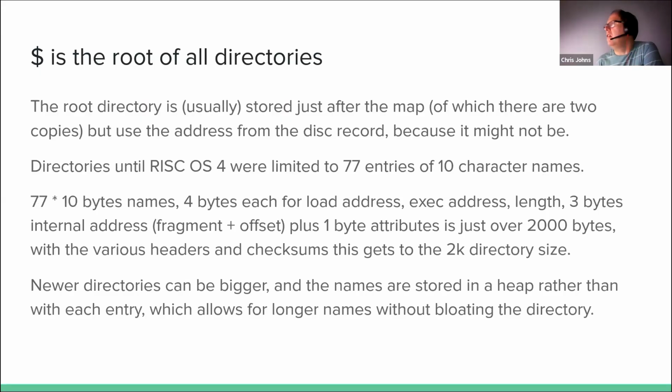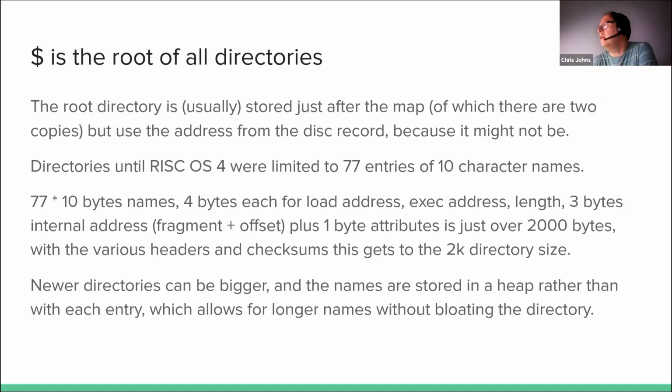The dollar is the root of all directories. I think that was a quote I saw on a FidoNet post something once. So the root directory is usually stored after the map. After the maps, because there are 2 copies of the map. They're always written together, so not quite as useful as you might want. But I guess if one gets corrupted, disk corruption, you can use the other one. I think ROCC only ever uses the first one. The second one's there, so things like DiskNight can read it.